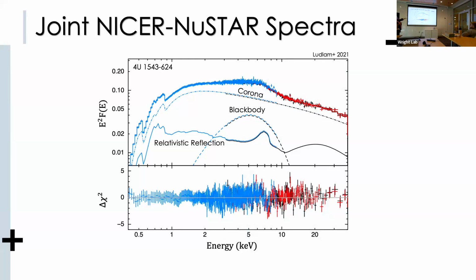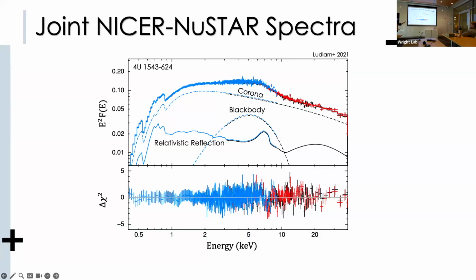So you still have that prominent coronal emission from hot electrons. We have thermal emission coming from some black body components. And then we have the reprocessed relativistic reflection component. This is just showing the residuals in the bottom portion to show how well our model is doing.